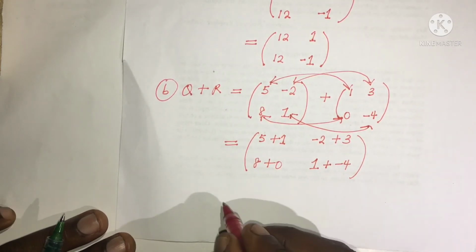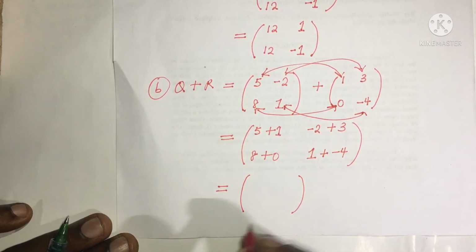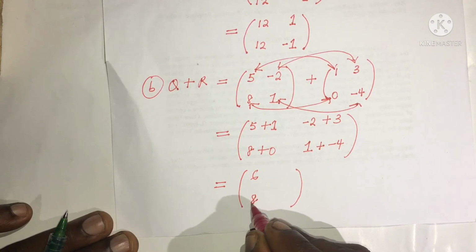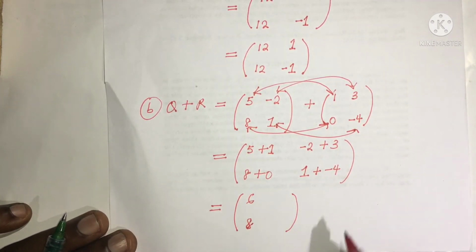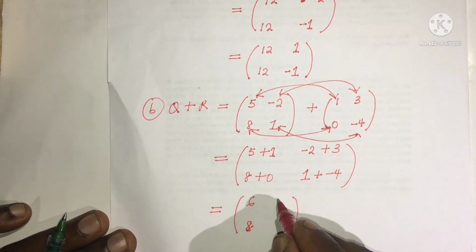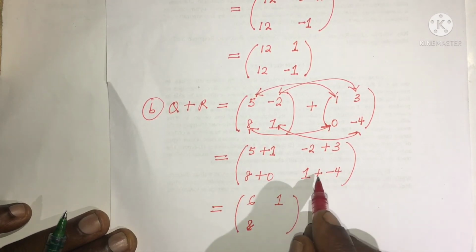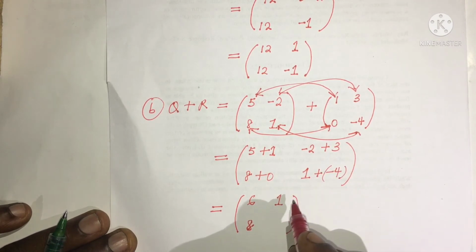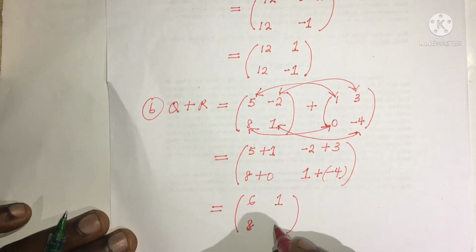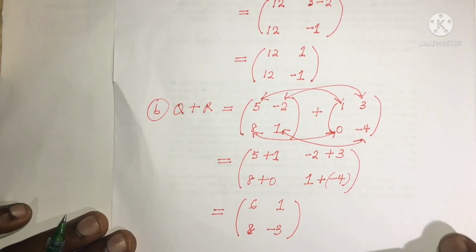So to get precisely our solution, what would our final result be? 5 will add to 1 to give 6. 8 plus 0 is 8. And -2 plus 3 would give you +1. 1 plus -4: plus times minus is minus. So this problem reduces to 1 minus 4, and 1 minus 4 will give you -3. So that solves the second problem, B.